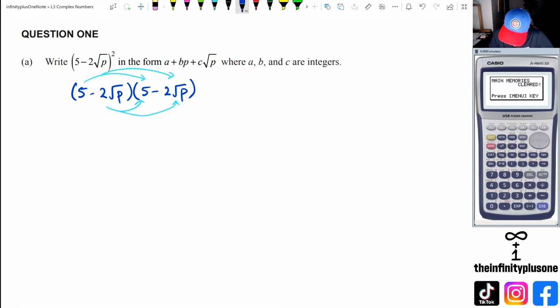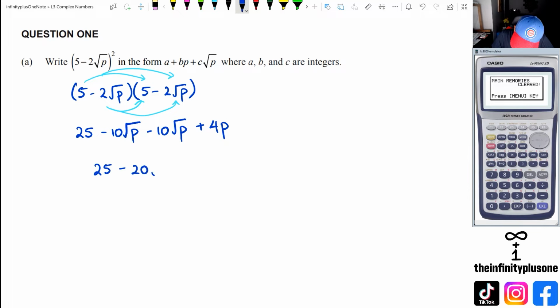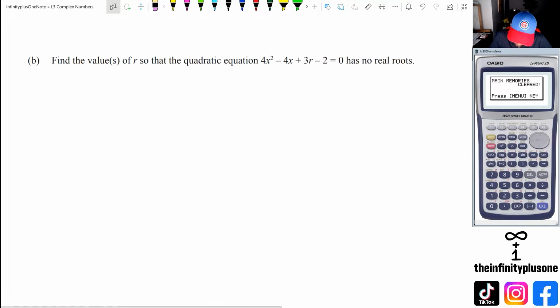So we got 5 times 5, which is 25. 5 times negative 2, that's going to be negative 10 root p. We've got another negative 10 root p. And then we've got minus 2 times minus 2, which is plus 4. And then square root of p times square root of p is going to be p. Putting this together, we're going to get 25 minus 20 root p plus 4p, or 25 plus 4p minus 20 root p. Yep, so this is pretty much all you need for this question to actually get an achieved. Let's go to the next question.